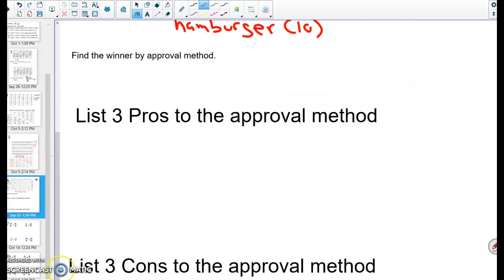On the test, I'm going to ask for 3 pros to the approval method and 3 cons to the approval method. There's 4 of them. You need to write 3. This is probably the most memorization you're really going to have to do on almost any test I give. All right. The pros are there's more choices.